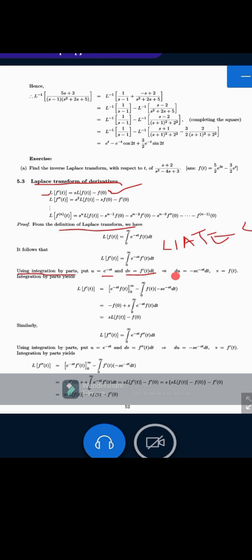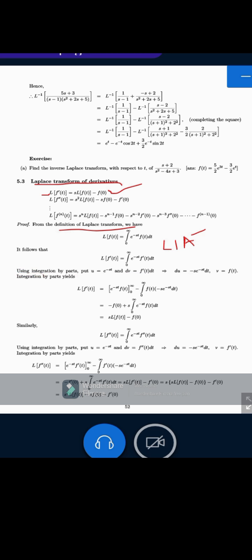Now you require to obtain du and v. du is obtained from u by differentiating u. So if you differentiate u with respect to t, then it is clear that you are going to get du being negative s exponential minus st dt. If you integrate dv, then the integral and d cancel out, and if you integrate f prime of t, it will become f of t. That's why we're saying that our v is f of t.